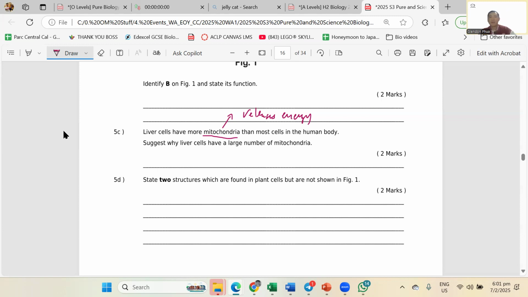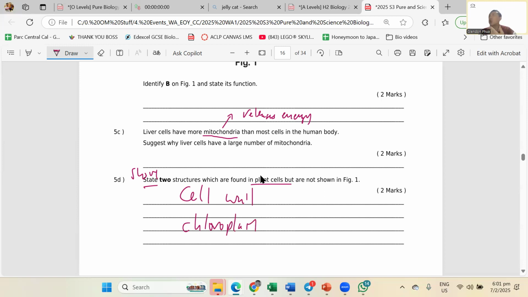Now 5D, this one very easy peasy. State two structures. So command word state means your answer is very short. Please don't write one long answer like explain or describe. State is very short. So two structures which are found in the plant cells but not shown here. Your answer can be as short as just one word. So which two structures are found in a plant cell but not here? Straight away, easiest low-hanging fruit. Cell wall. Chloroplast.